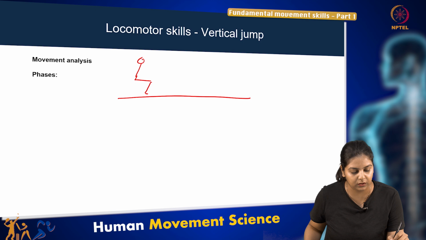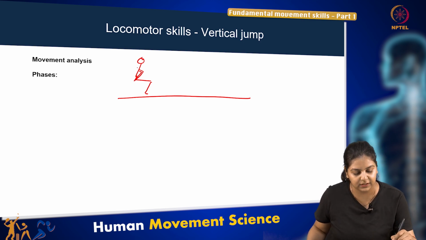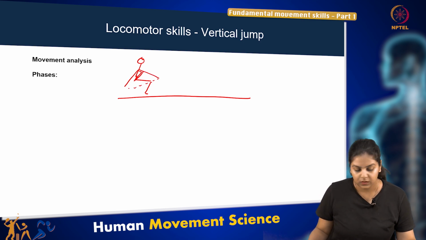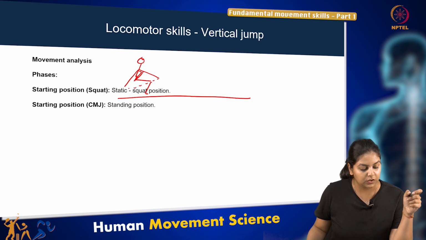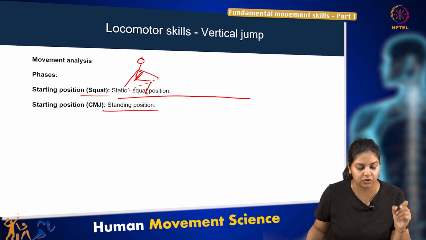Right, so from here, both the phases are the same, right? So imagine if you have your hands either there or there for any of the two jumps, right? So what are our phases? The starting position for a squat jump, if you can see, is static. It starts from a squat position, which we've looked at. And for your counter movement jump, you are starting from a standing position, right?